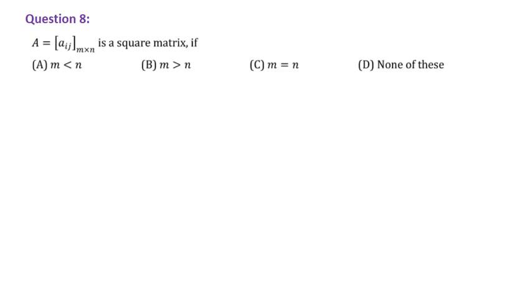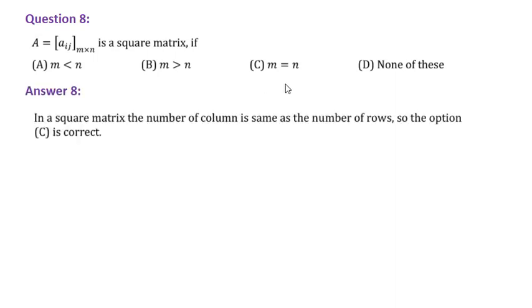Now let us come to the eighth problem. If Aij is a square matrix, then I have to check whether m is less than n, m is greater than n, m equal to n, or none of these. So what is said is that it is a square matrix, and we know that for a square matrix, m equal to n. So my answer is option C.